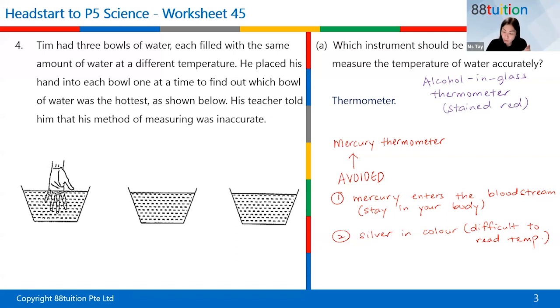Why is it that alcohol is used rather than mercury? If you break a mercury thermometer, you will want to clear up, right? You want to wipe the table and so on. You can accidentally touch the mercury. But if it's alcohol, if it breaks, you spill it on the table. What you need to do is just quickly wipe it up. Even if you touch the alcohol, it doesn't harm you. Is that clear? Okay, it's not like mercury. It will go into your blood. Then it's going to stay inside your body. All right, that's called mercury poisoning.